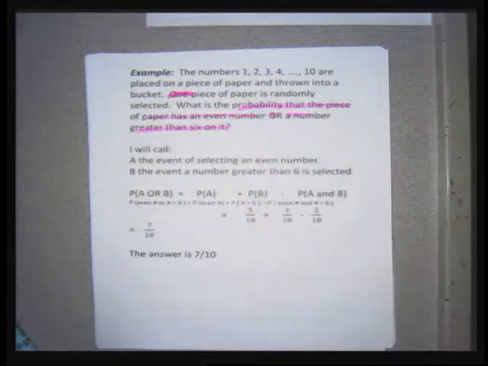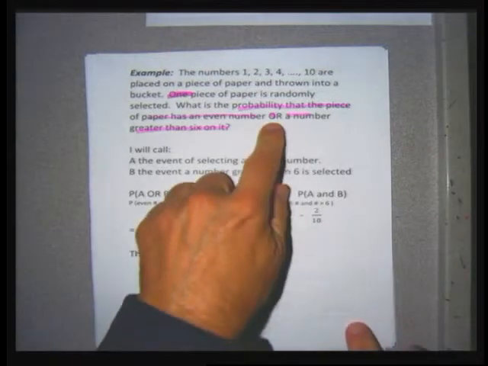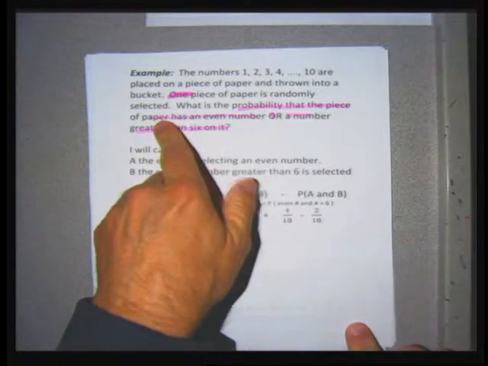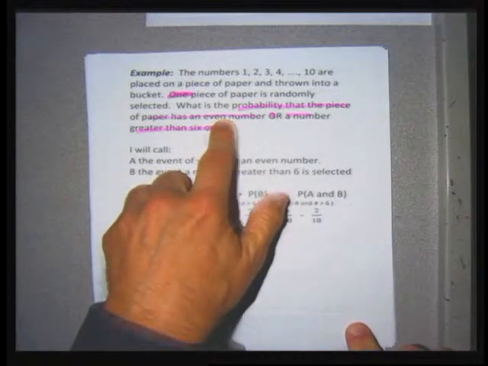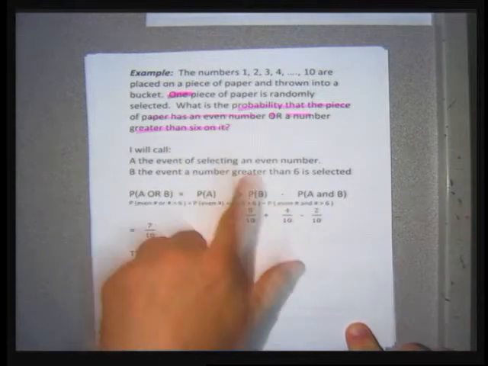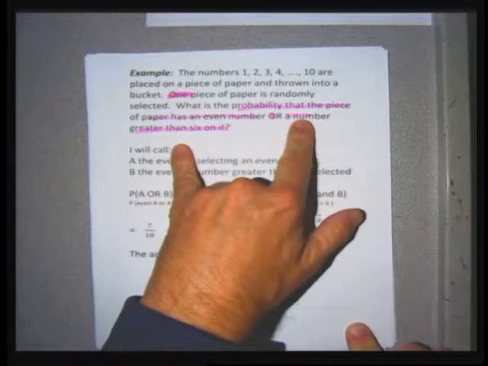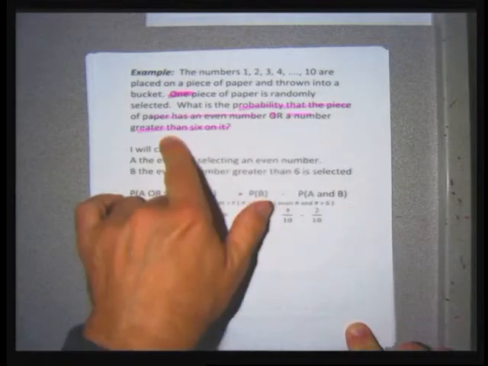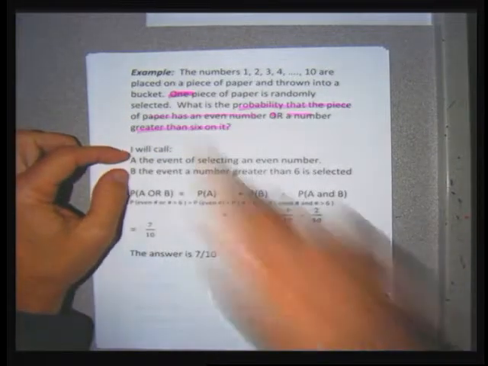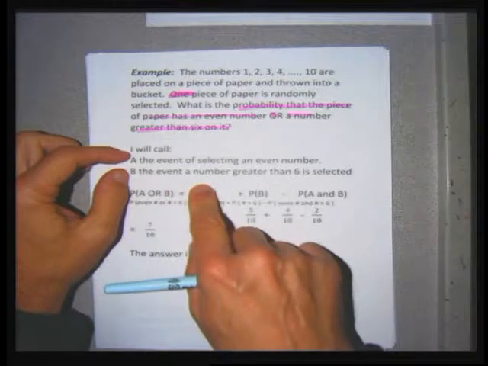So this is, again, a classic OR problem, because I'm doing one experiment, pulling one number from a bucket, and it's an OR problem because I'm trying to find the probability of one event or another event. Easy enough to do, so now I need to define my two events. To the left of the word OR, the event that's described is selecting an even number. I'm going to call that event A. To the right of the OR, I'm going to make that event B, and that's getting a number greater than 6. So I have event A, getting an even number, and event B, getting a number greater than 6.